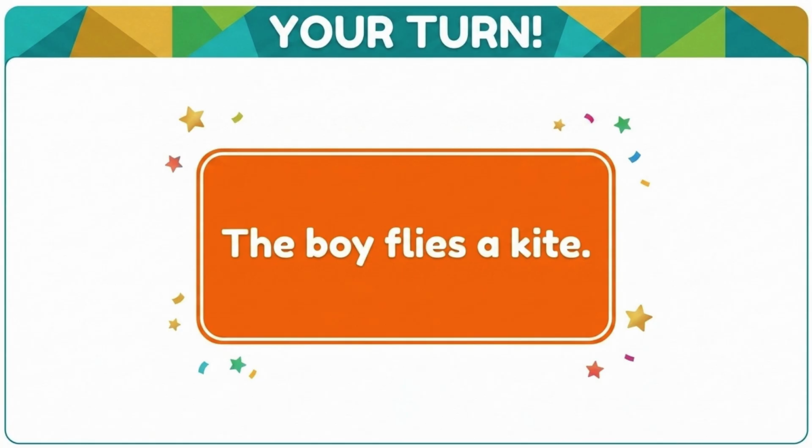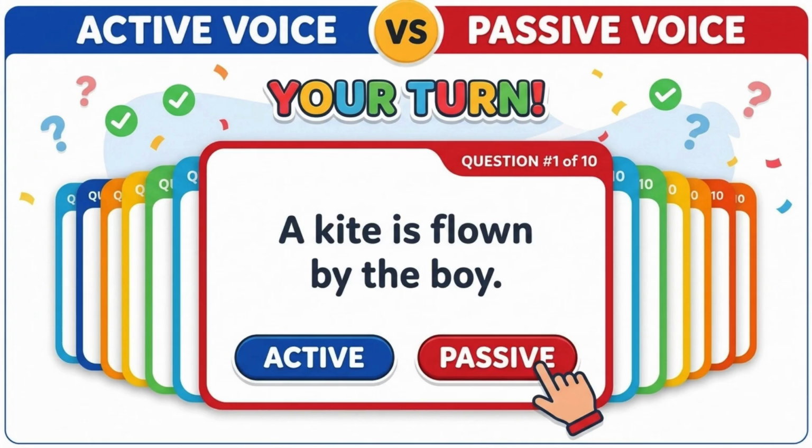Now it's your turn. Read the sentence carefully. The boy flies a kite. Think for a few seconds. Try changing it into passive voice. Pause for 8-10 seconds. The correct answer is, a kite is flown by the boy.